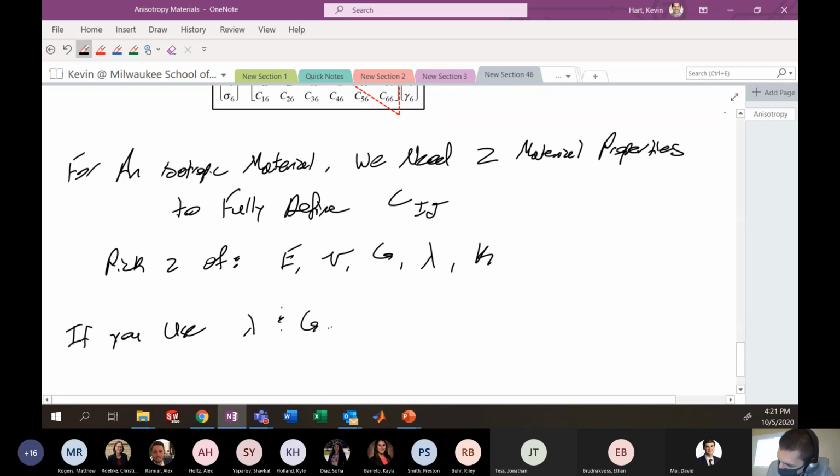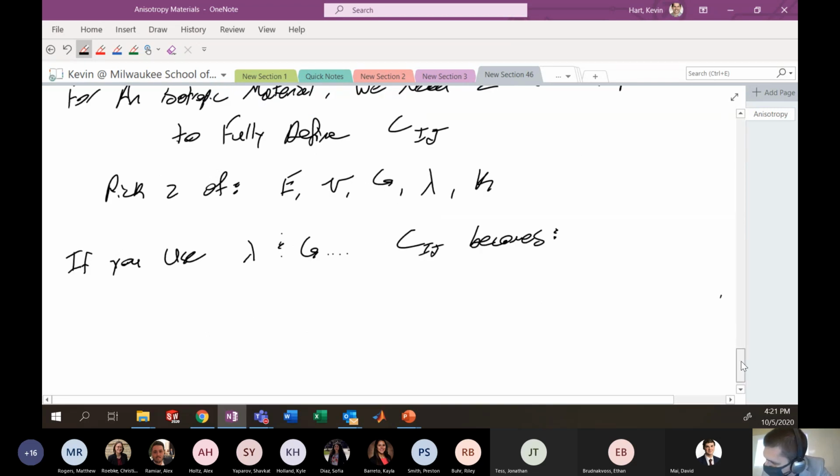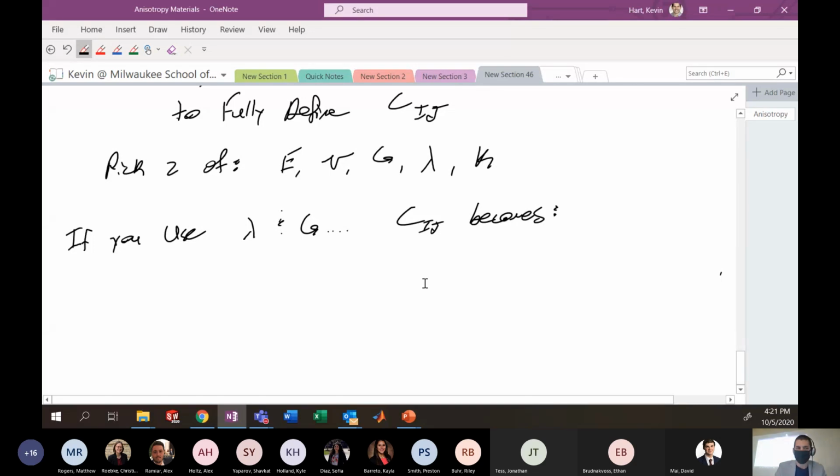So if you select lambda and G, then Cij becomes the following. And I'm just going to write this out here because it's useful.